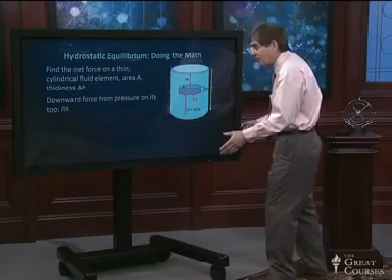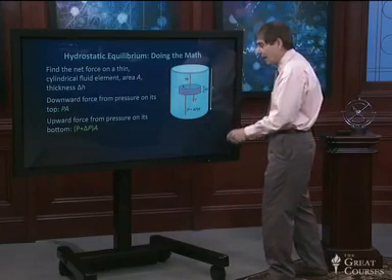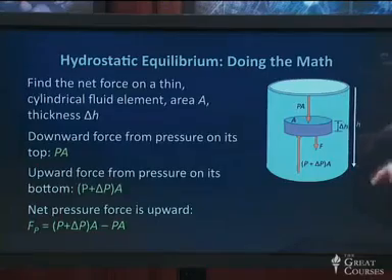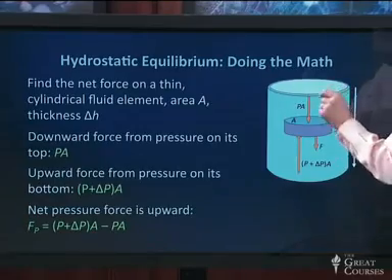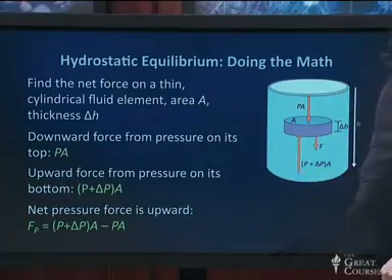The downward force from pressure on its top is PA. The upward force from pressure on its bottom is (P plus delta P) times A. And the net pressure force is therefore their difference: (P plus delta P)A pointing upward minus PA pointing downward.